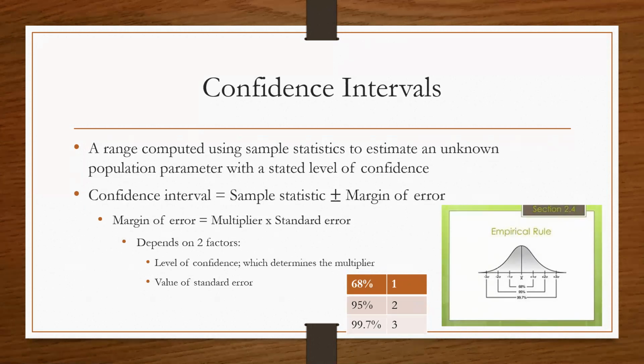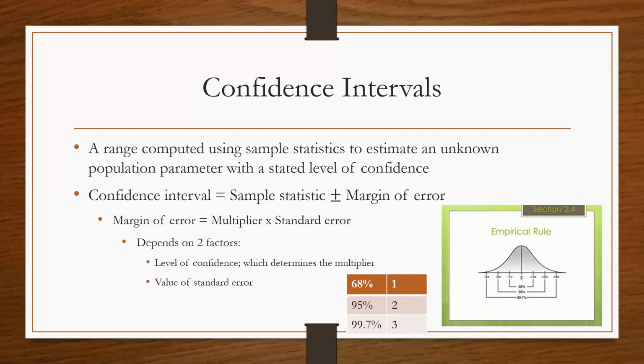The level of confidence, which determines the multiplier, goes way back to the empirical rule. In all these questions, it's either going to ask you for 68%, 95%, or 99.7%. If it's 68%, you're going to be multiplying by 1. If it's 95%, you multiply by 2. And if it's 99.7%, you multiply by 3. The most common is definitely 95%. So have that down to a T because that's going to be the bulk of the problems.